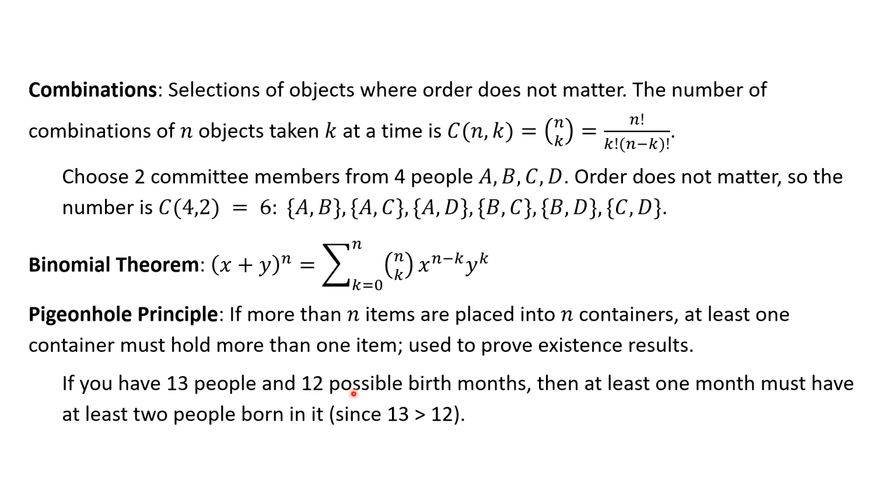So I have an example here. You have 13 people and 12 months in which they could be born. Then from the pigeonhole principle, we know that there's at least 1 month where at least 2 of the people are born in that month.